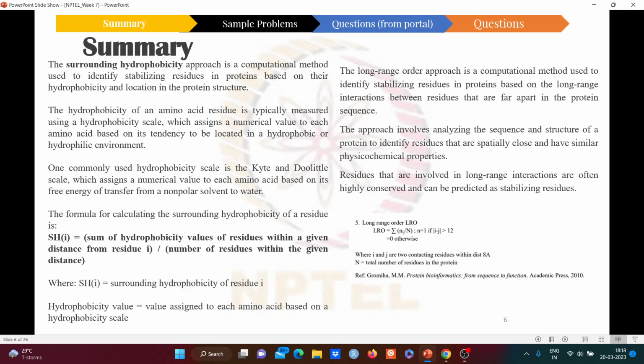So the MI score is a measurement of degree of coevolution between two residues, and it can be used to identify residues that are likely to interact with each other. Here, residues with high MI scores are more likely to be involved in long range interactions and can be predicted as stabilizing residues. Other methods that can be used to identify the long range interactions include coevolution analysis, contact prediction, and network analysis.